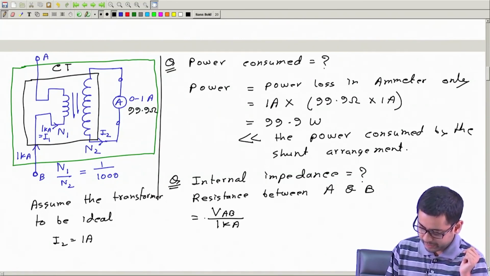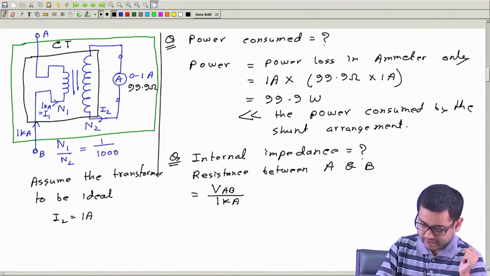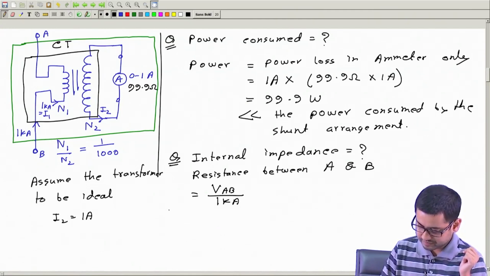Now how much is VAB? Okay, let's find VAB. To find VAB, let us first find the voltage across the ammeter.